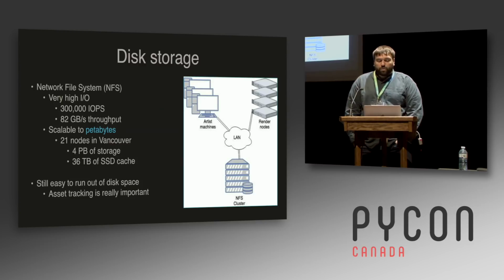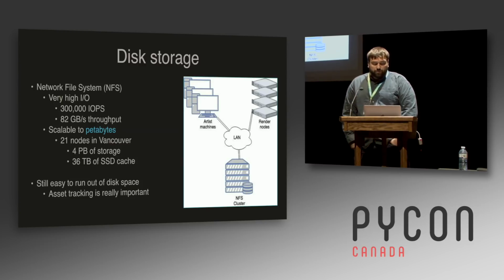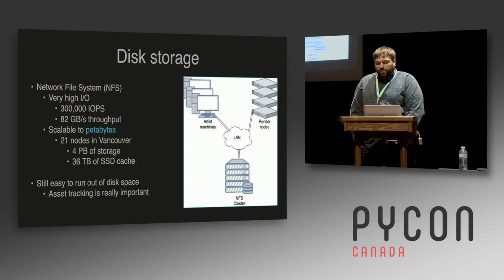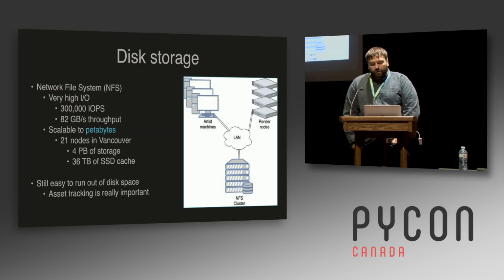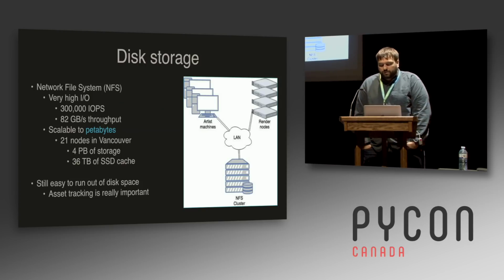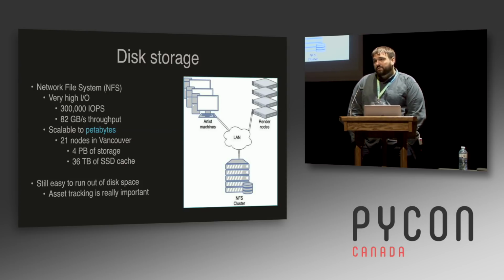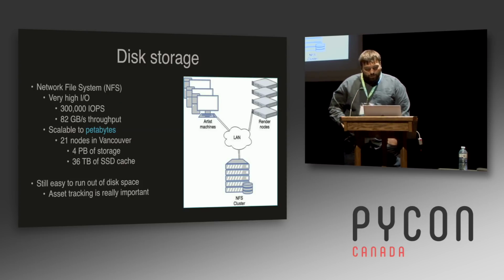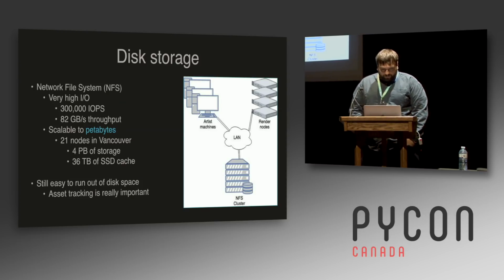We have 21 nodes in the NFS server setup in Vancouver. Each one has 100 gigs of RAM and 1.6 terabytes in SSD just for caching. Disk space is always a challenge. On any given day, there are hundreds of artists creating assets, and those assets can take terabytes of space in the disk.